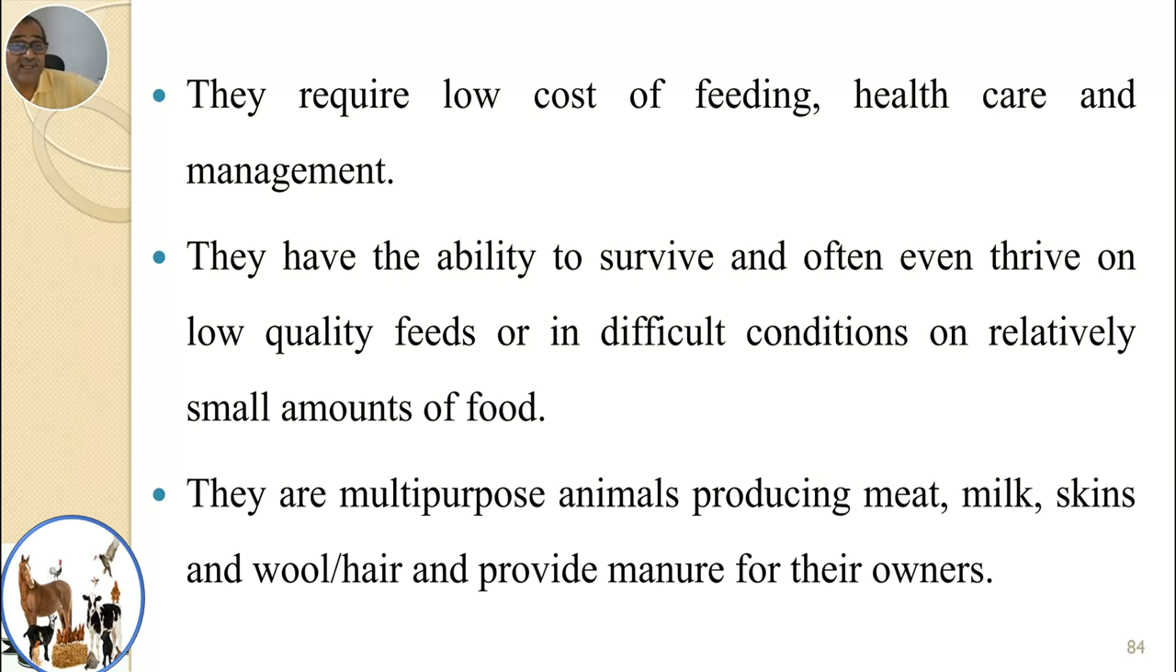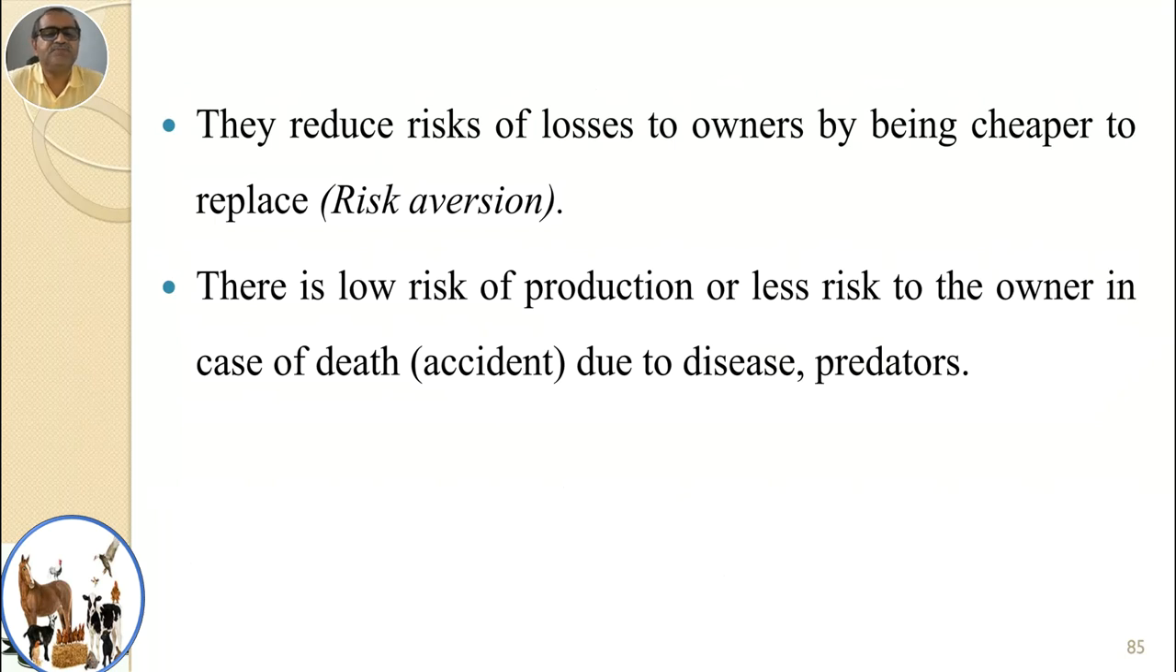Another added advantage is the manure for their owners. Sheep and goat manure is one of the most fertile things, and it is sold at a very high cost because it has a very high nitrogen content. Hence, it has its own demand. They also reduce the risk of losses to the owners by being cheaper to replace. So the sudden death of certain sheep and goats will not cause much loss to the owners. If a cattle dies, then there will be a lot of loss to the owner.